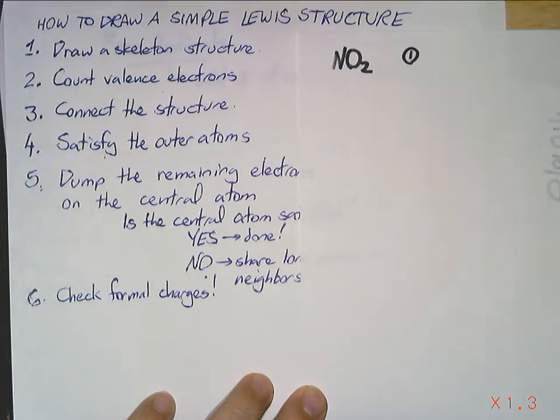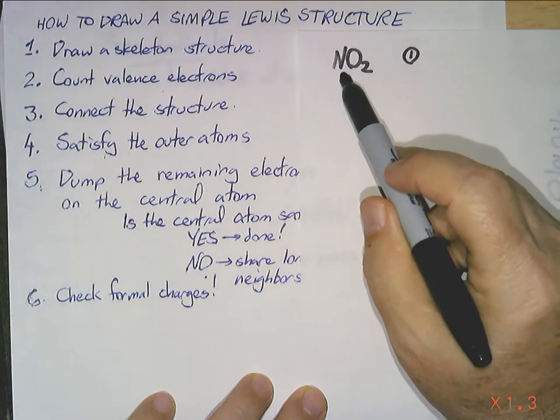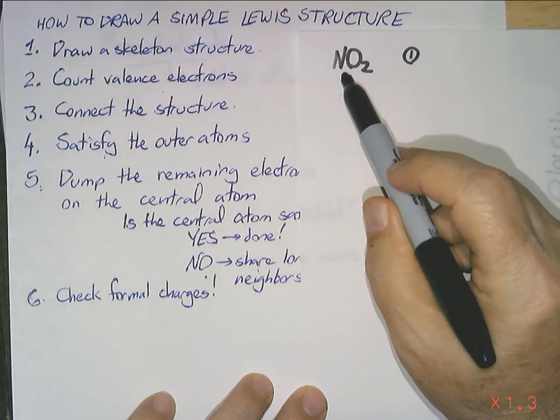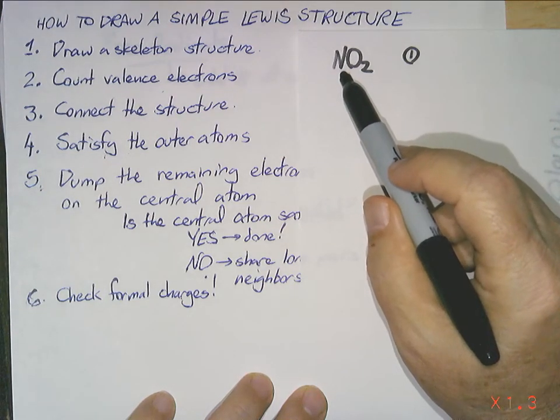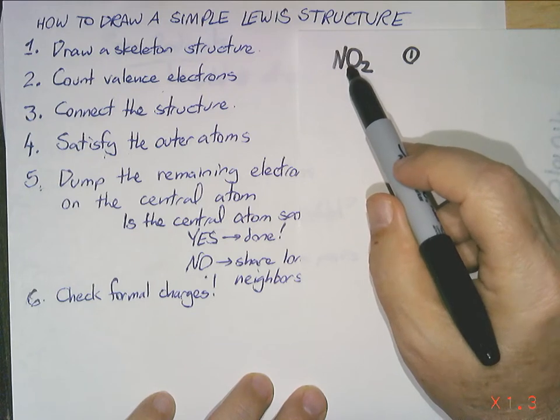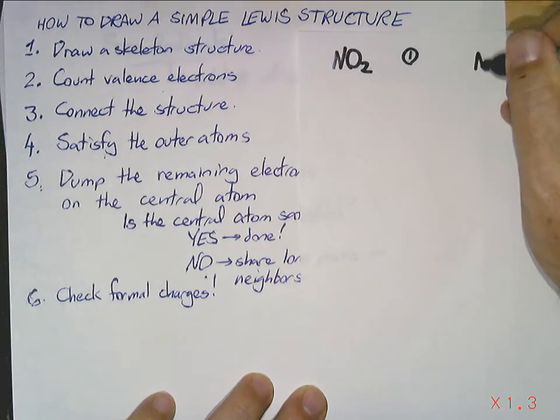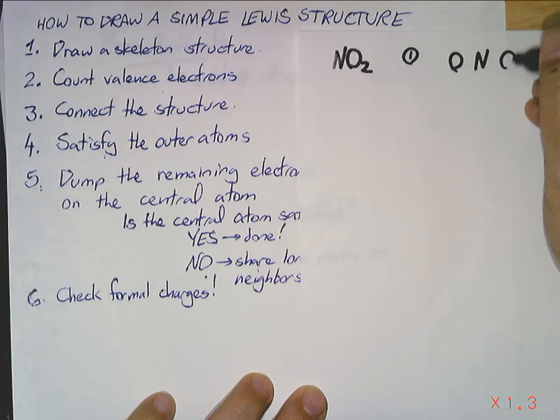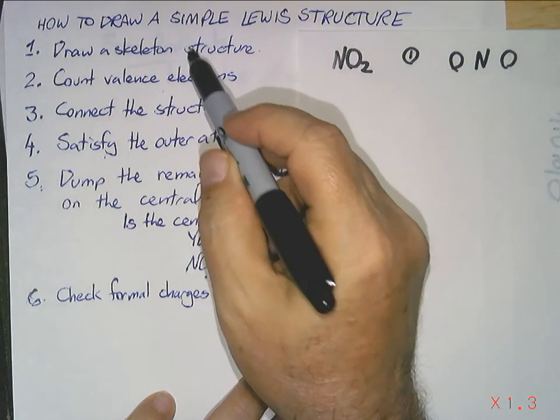Step 1, skeleton structure. What do you think should be in the center? Look at your periodic table. If you look at nitrogen, it's closer to the center of the table than the oxygen. So I'll put it in the center of my structure. So there's my skeleton structure.